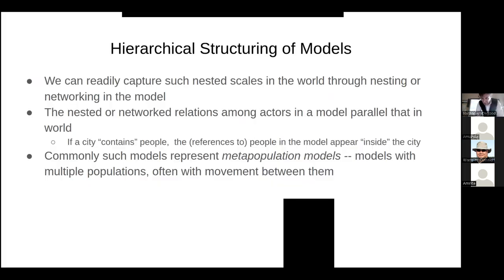to, for example, a stock and flow model or aggregate model, a compartmental model, where if you want to have something representing different cities, you could have a bunch of compartments for city one, a bunch for city two, and then one for the overall region, which refers to those cities, but they're not in any sense in that region. They're just side by side with regional level things and city level things and neighborhood level factors in it. The nesting in the model doesn't mirror the nesting in the world. The networking in the model doesn't mirror the networking in the world.